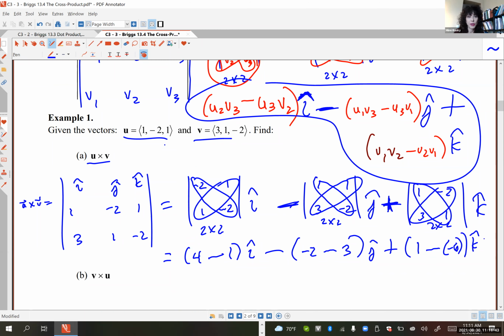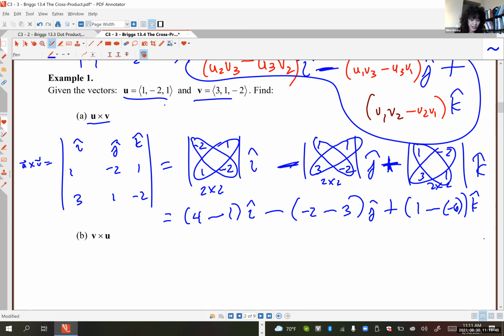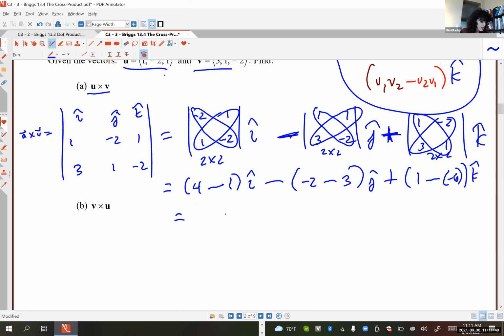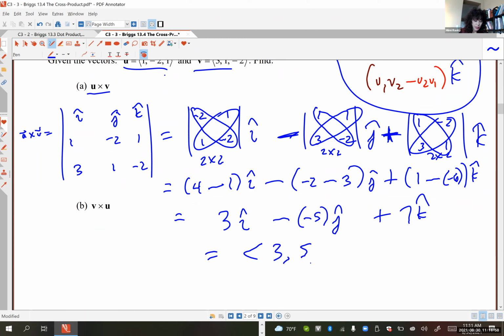Yeah, there's a lot of negatives running around. Be careful. Silly mistakes can occur. So I get 3i hat minus a -5j hat plus 7k hat. And of course, minus minus is a plus. So I'm going to put it in component form for a final answer just because I prefer it. And I get the vector with components 3, 5, 7. And we're done with letter A.